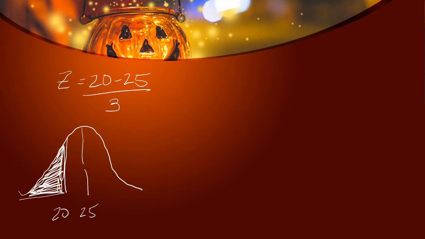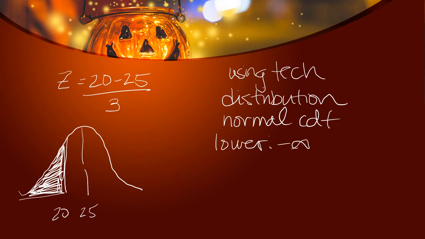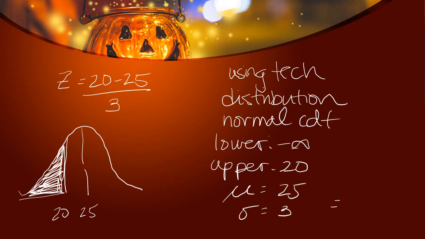Then I need to say, well, how did I get all this value? And notice I didn't put equals on the z-score. I'm not even going to bother to calculate it, because what I need to say now is how I got this. So I'm going to say using tech, I did a distribution, and then I did normal CDF, and then I need to say that my lower was negative infinity, my upper was 20, my mean was 25, my sigma is 3, and I got an area of 0.048. Work shown.